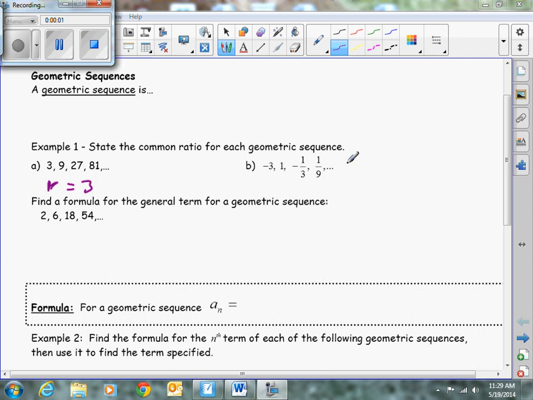B is 1 over negative 3. So you can do 1 divided by negative 3. And of course, your answer is negative 1/3. That's your common ratio.